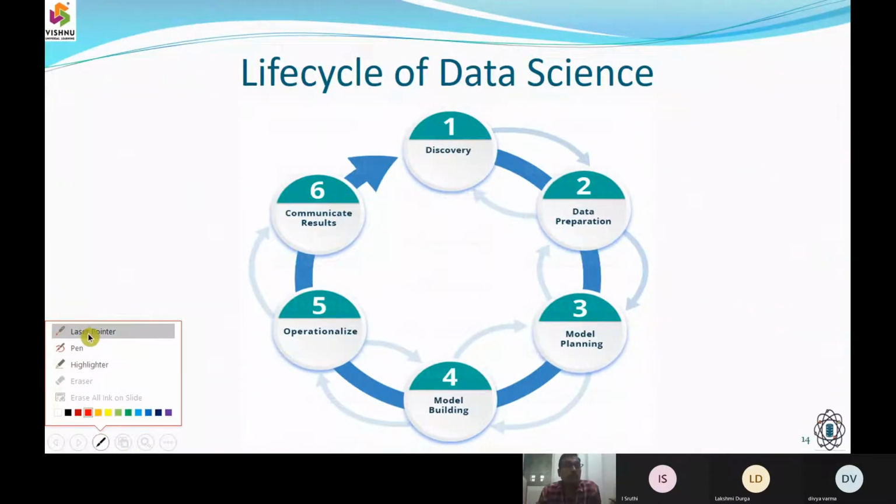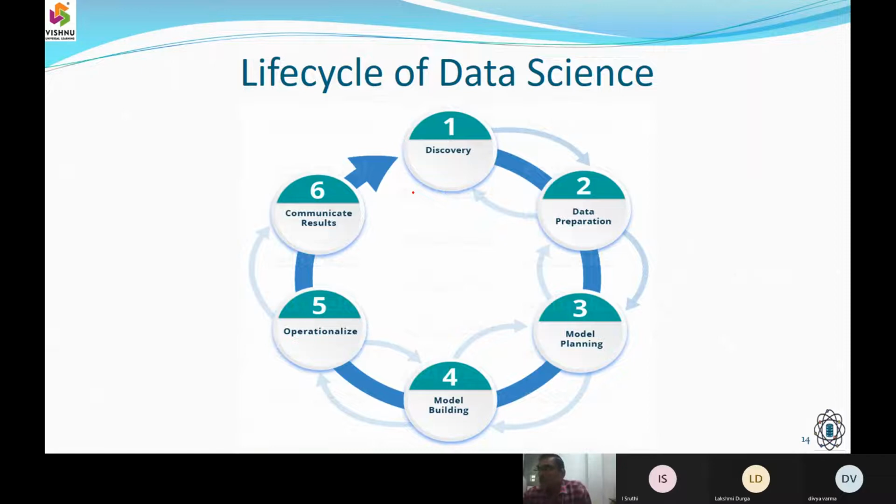So we were talking about the life cycle of data science. In this life cycle, we have 6 phases. The very first phase we are going to call the discovery. Second one we call data preparation. Third one we call model planning. Fourth one we call model building. Fifth one we call operationalize, and sixth one we call communicate results.